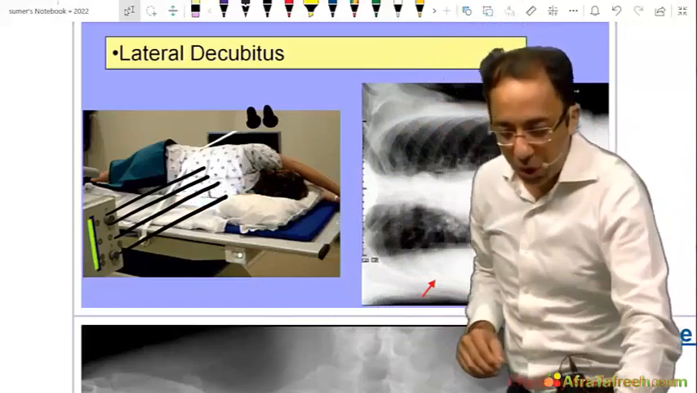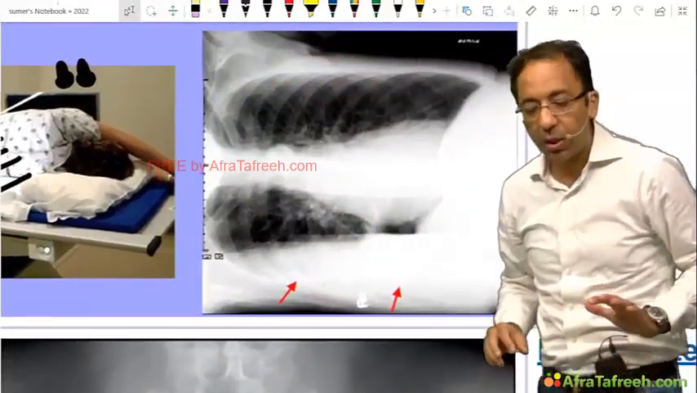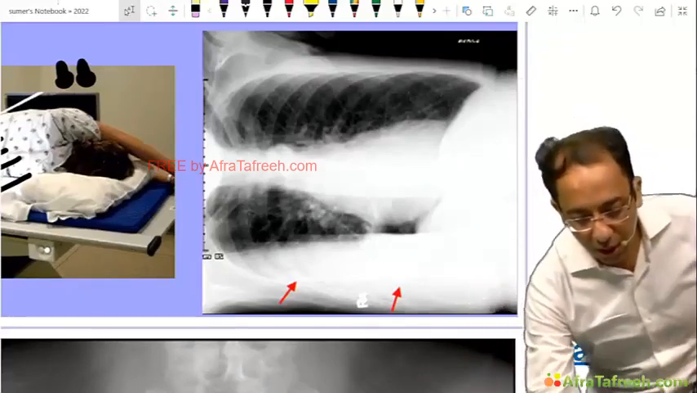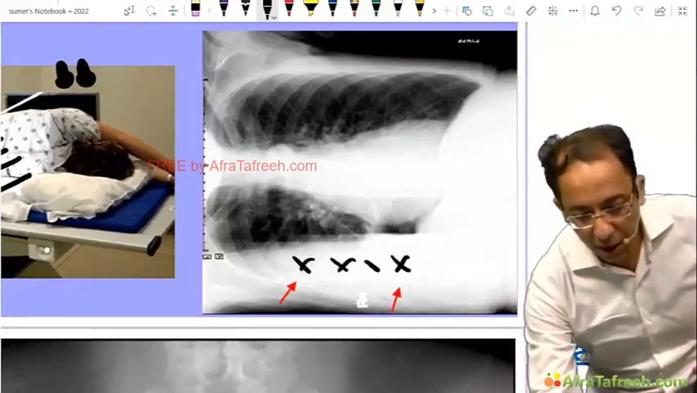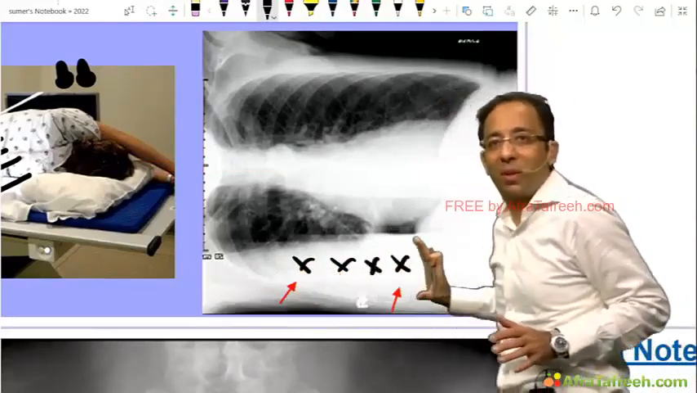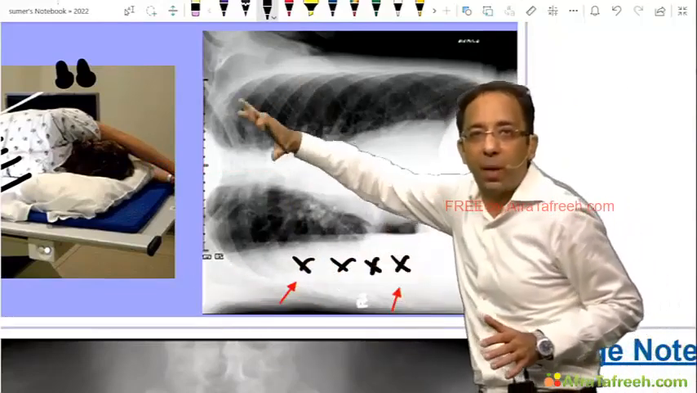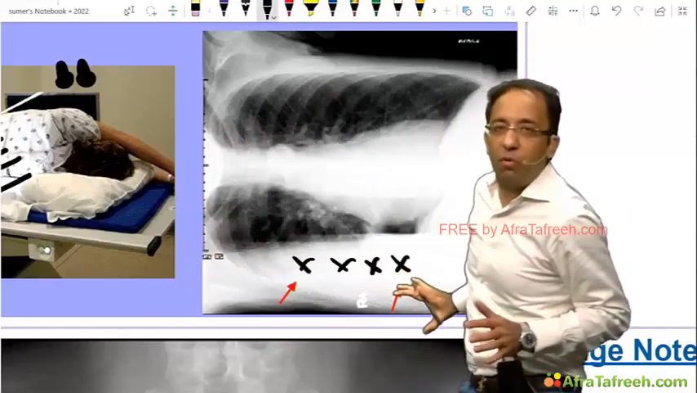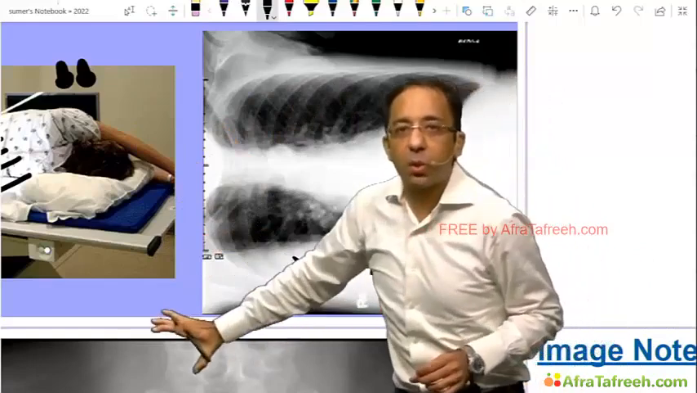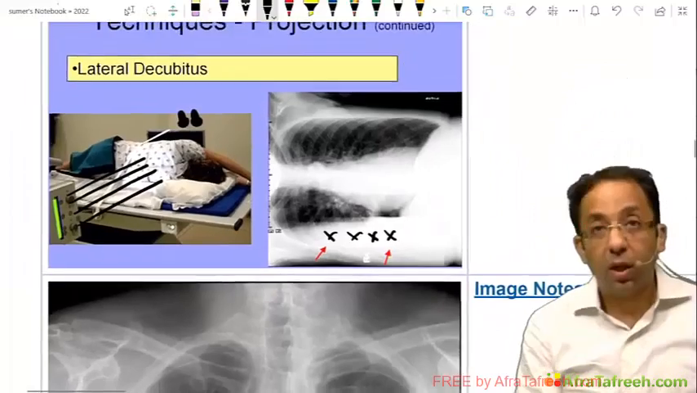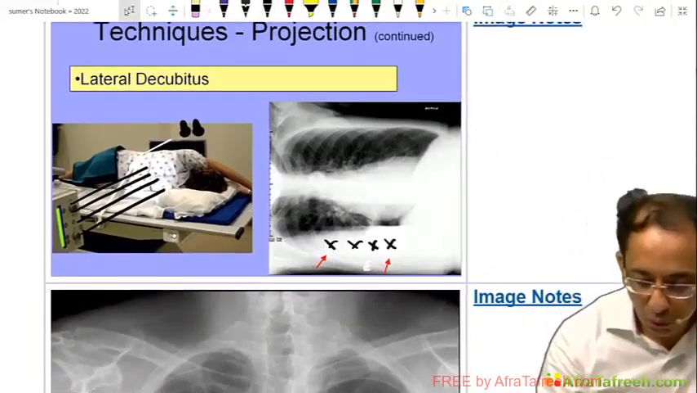I want you to see this X-ray, beta. Look with me once, okay? Don't mug it up. Try to understand. Can you see there is an opacity here in the dependent side which seems to spread because it is water. When we make the patient dependent on one side, if you have pleural effusion, it is spreading. Now the question is, why would you do a lateral decubitus view?